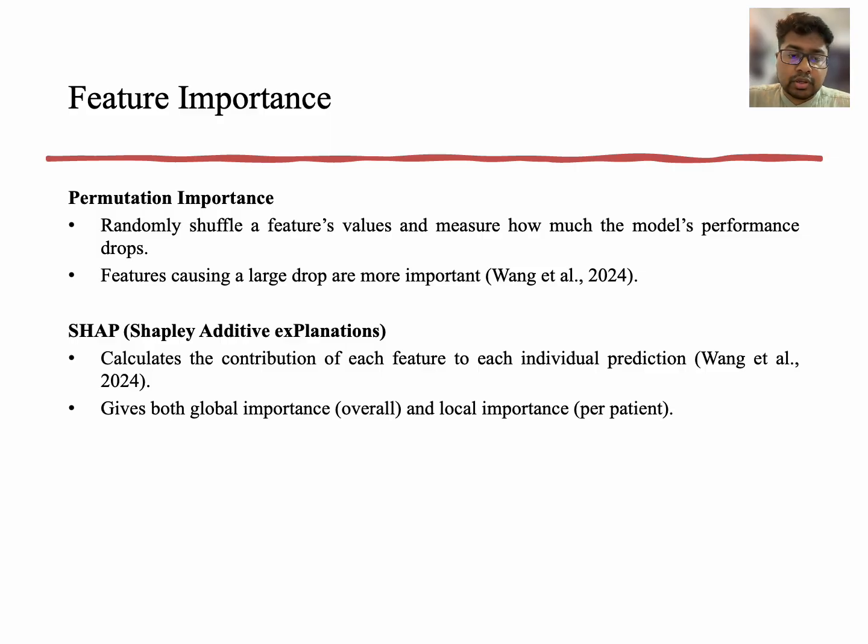I've selected two methods that are model agnostic. One of them is permutation importance, which measures how much a model's performance decreases when the values of a feature are randomly shuffled or dropped. So any feature that is more important would cause larger drops in the model's performance, according to Wang et al. In addition, SHAP values, or Shapley additive explanations, are also used to quantify each feature's contribution to the individual predictions. The benefit of SHAP is it gives both a global importance and also a local importance of a certain variable. Local importance means predictions at the patient level.